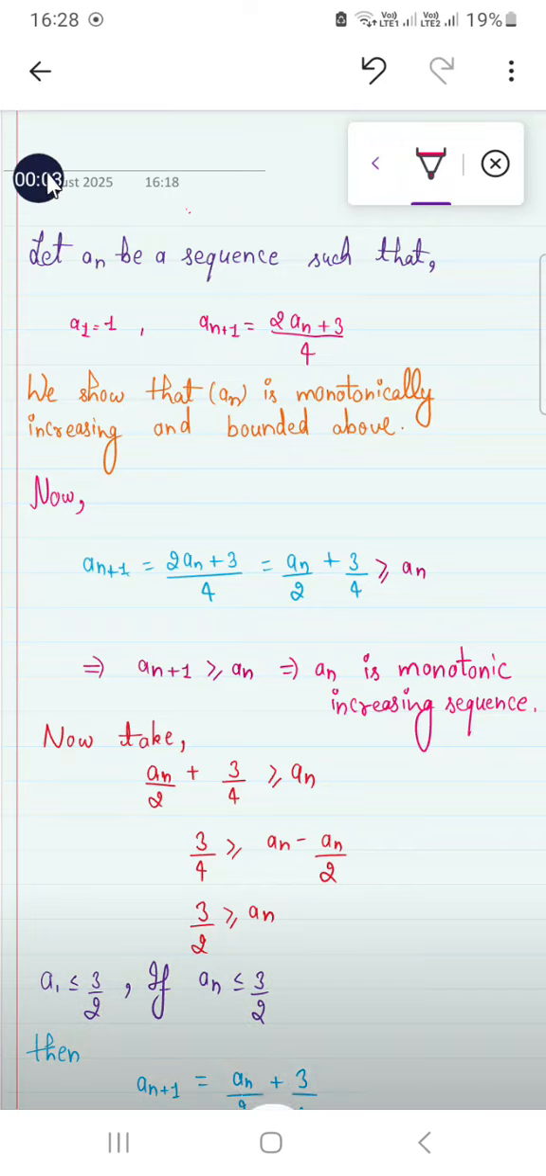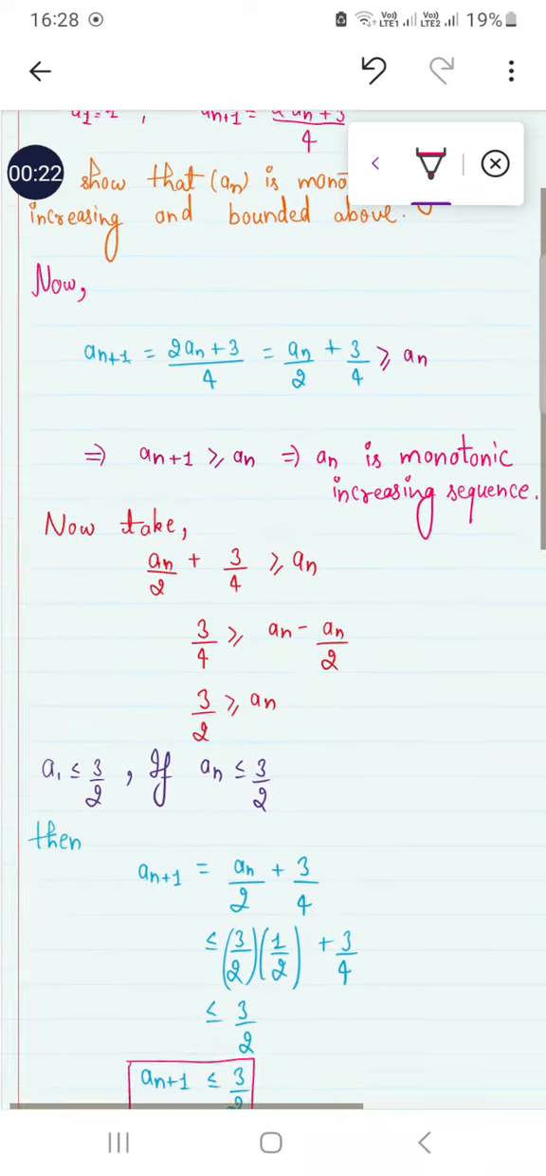Let a_n be a sequence such that a1 = 1, a_{n+1} = (2a_n + 3)/4. This is the definition of the sequence. We have to show only that a_n is monotonic increasing and bounded above. Okay. Now, how to say that?